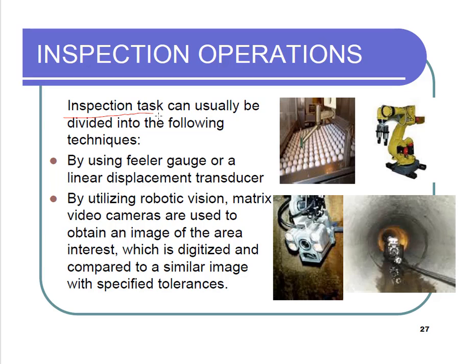whereby inspection tasks can usually be divided into the following techniques, either using a feeler gauge or by utilizing robot vision or a video camera. So you can use different types of gauge to measure the diameter, the size of a workpiece or a part, to ensure that the measurements are in the range or accurate. Alright, so you are doing an inspection in this case.